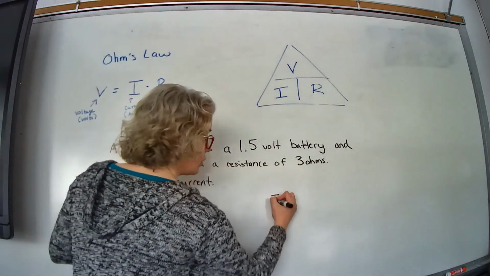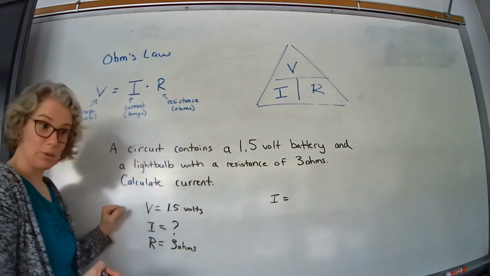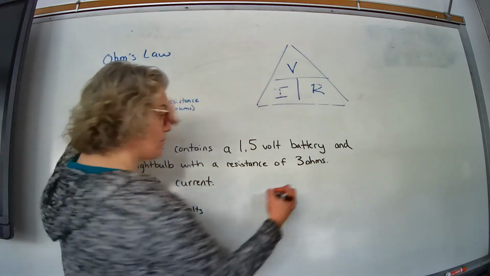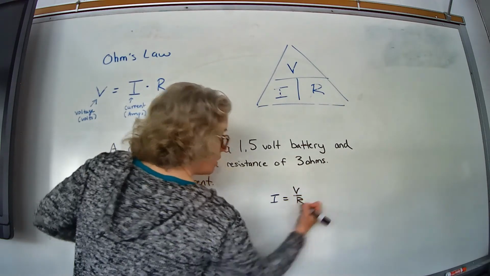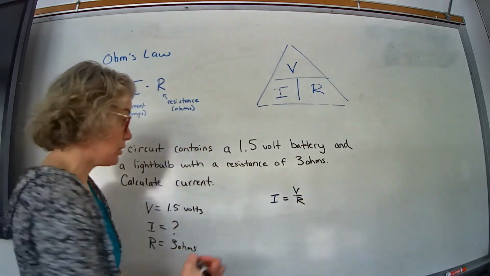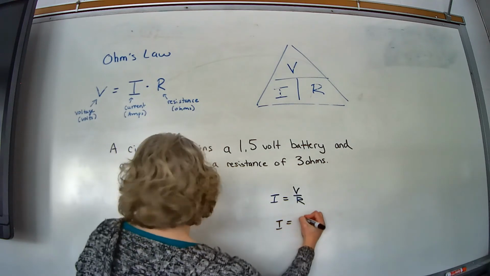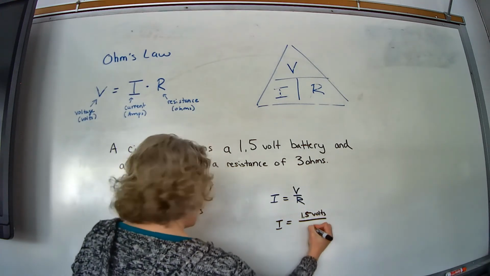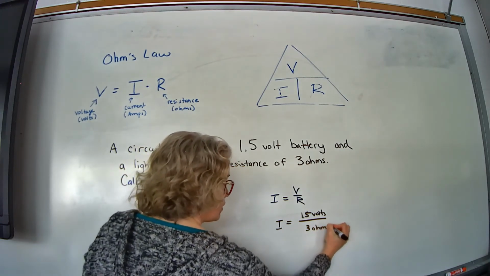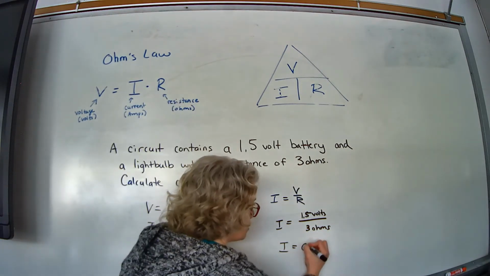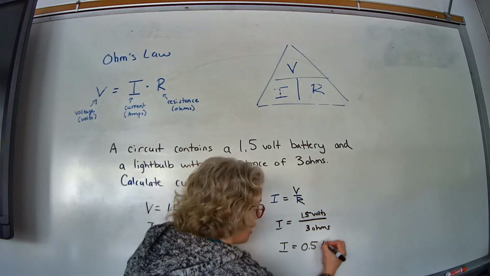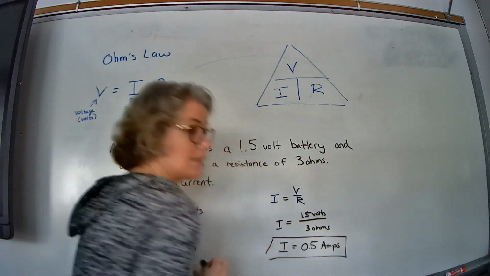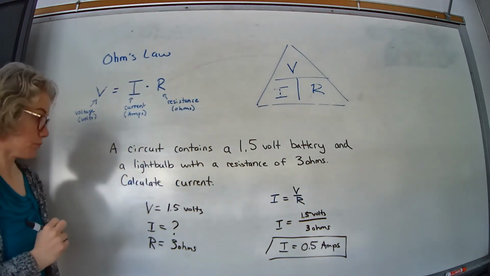So the equation I'm going to use is going to start with I equals. That means voltage divided by resistance is the version of the equation I want to use. Current equals 1.5 volts divided by 3 ohms. Current equals 0.5 amps. Go ahead and box in our answer.